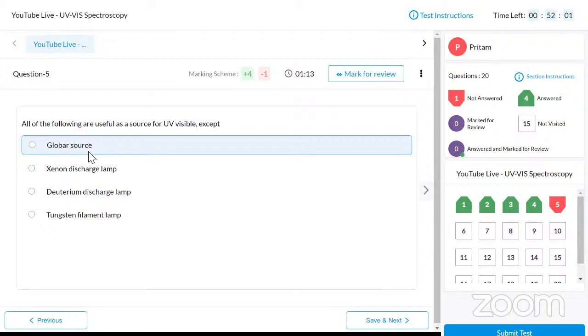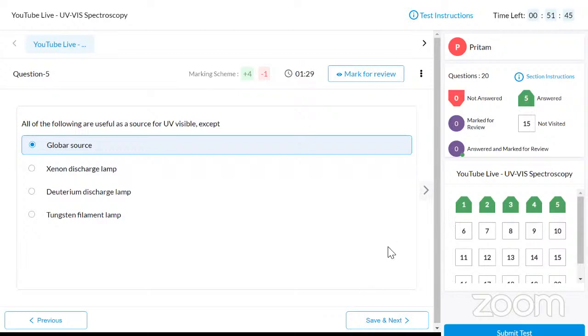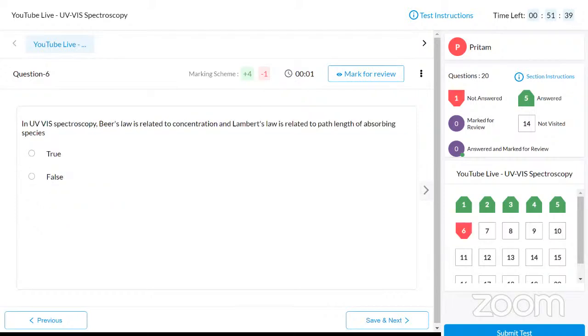The rest of the sources, xenon discharge lamp, deuterium discharge lamp, and tungsten filament lamp, are all useful for UV visible spectroscopy. So the only one which is not a source of UV visible is our glow bar source. Let us select this option and proceed. As you can see, in 1 minute and 30 seconds, we have solved 5 MCQs. Let us rapidly move on to the next.